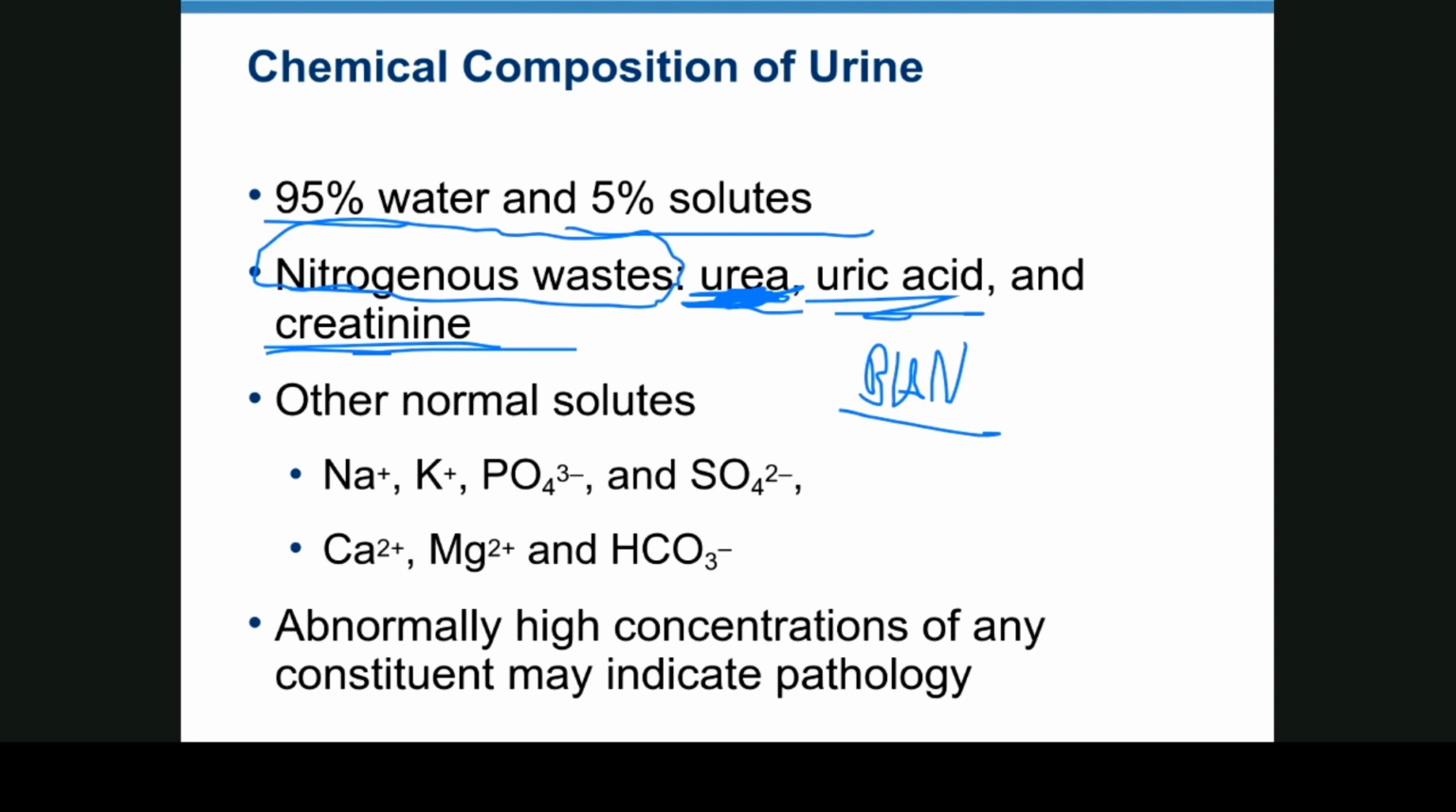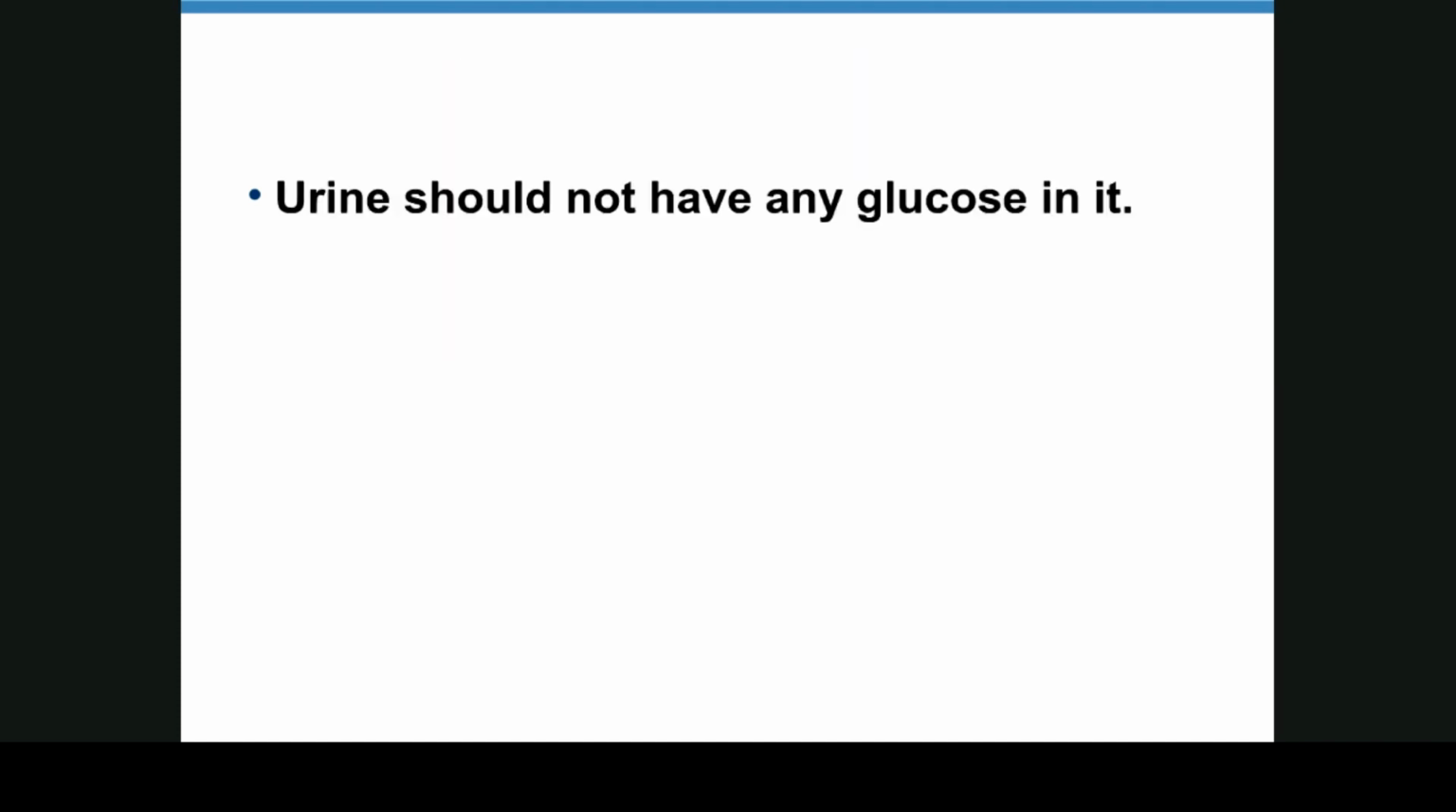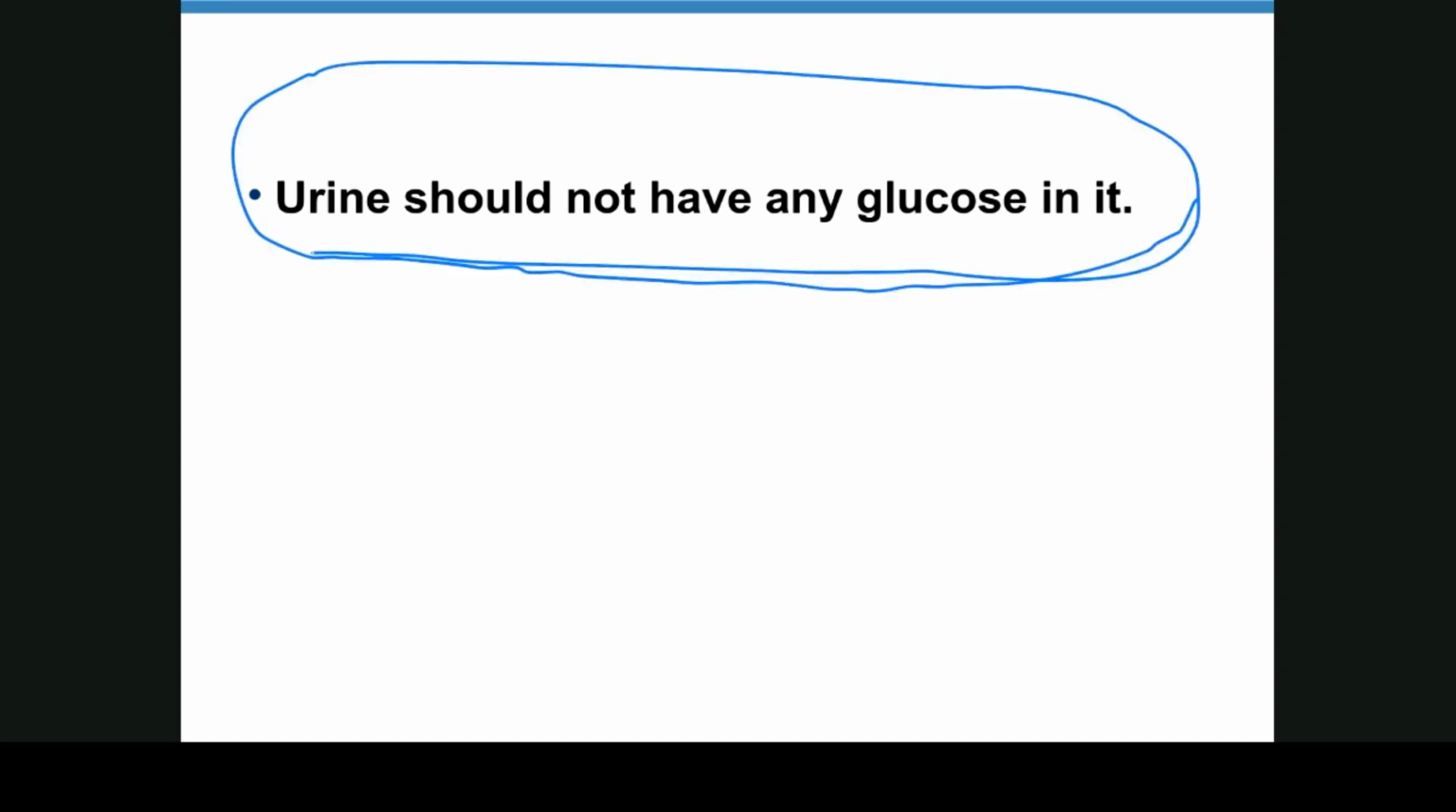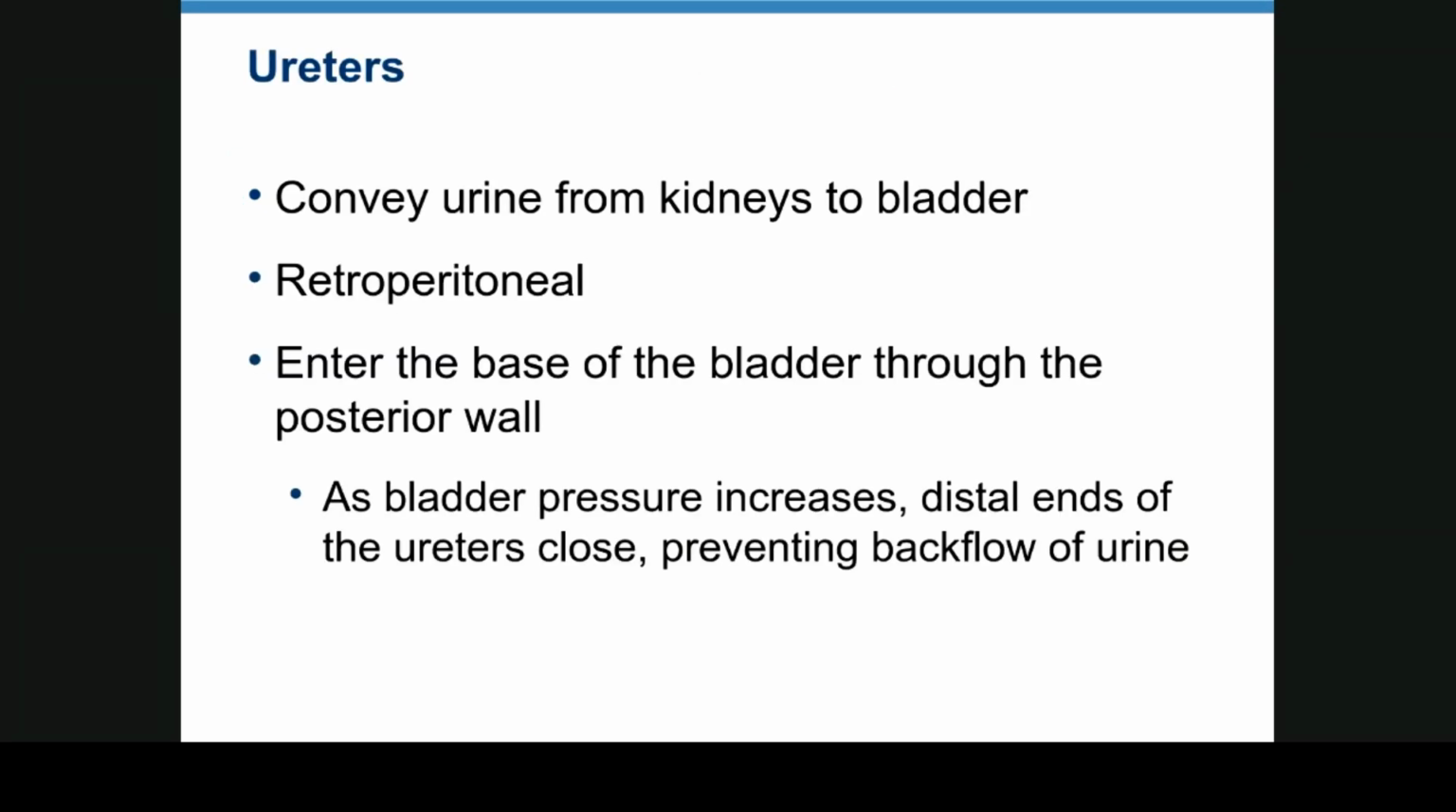Other solutes: sodium, potassium, phosphate, sulfate, calcium, magnesium, bicarb. Abnormally high concentrations of any of these could indicate some sort of pathology. Urine should have 0 glucose in it, 0, zilch, none. If it does, you need to test the blood sugar and you need to see what's going on because it's not normal.